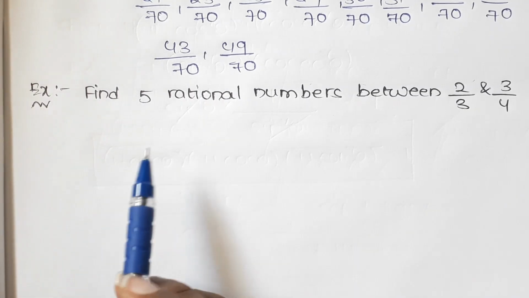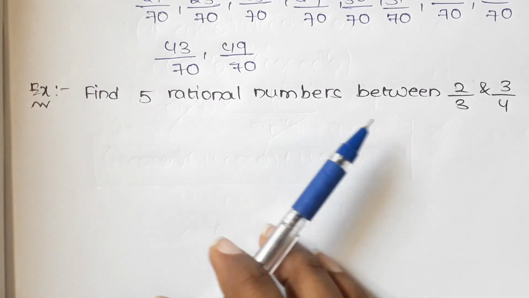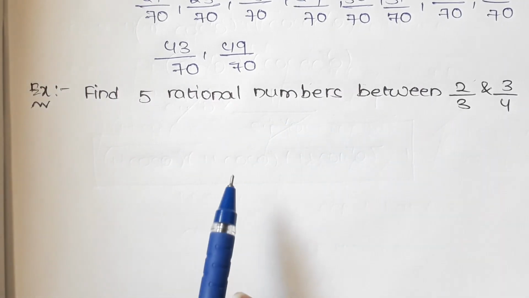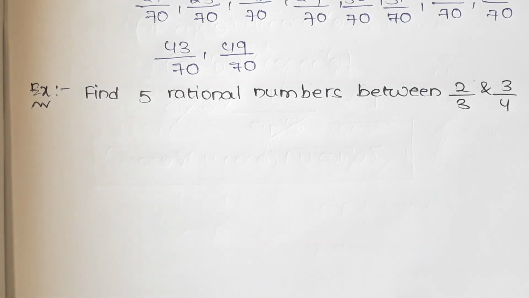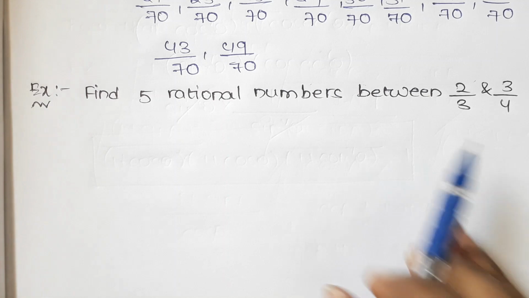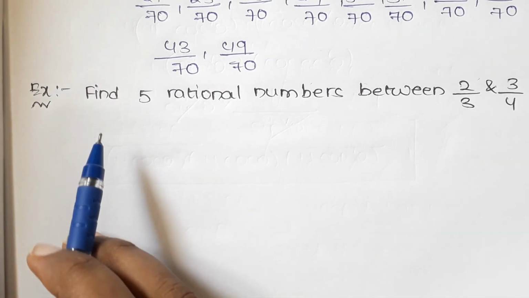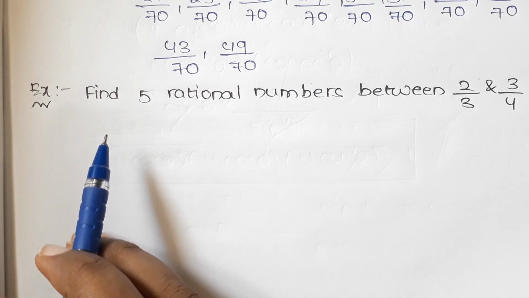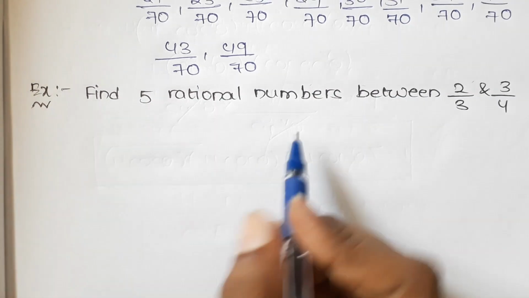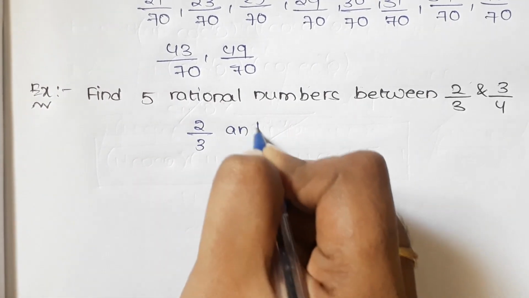Here is another example: find 5 rational numbers between 2 by 3 and 3 by 4. In the previous example we saw that the denominators were the same. Here the denominators are not equal, so let us see the procedure to find the rational numbers between different denominators. Given 2 by 3 and 3 by 4.